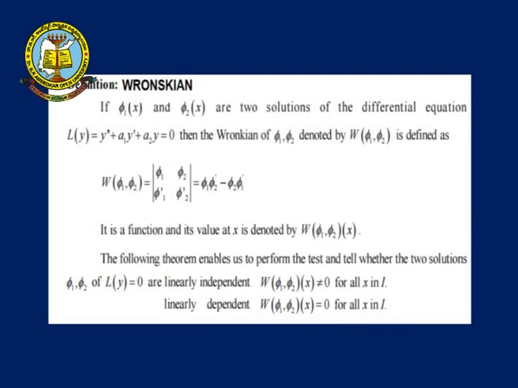Then the Wronskian determinant W of φ1, φ2 is a determinant of φ1, φ2, φ1' and φ2', which we can identify in AD minus BC form. If the determinant is not equal to 0, we can directly conclude that they are linearly independent. If the determinant is equal to 0, then φ1 and φ2 are linearly dependent. So previously we decided based on C1 and C2; here we can decide by using the Wronskian determinant with the functions φ1 and φ2.